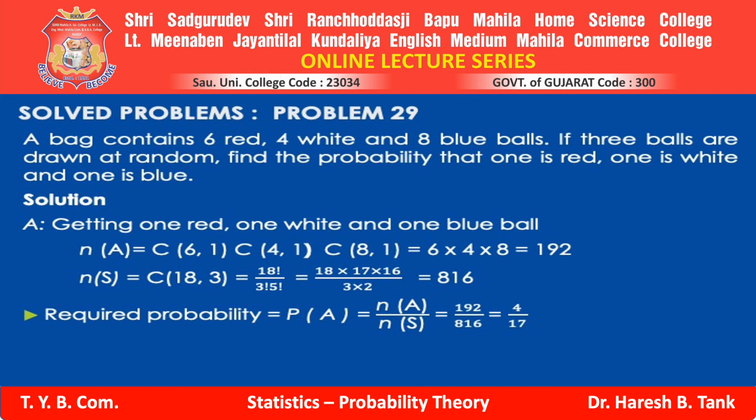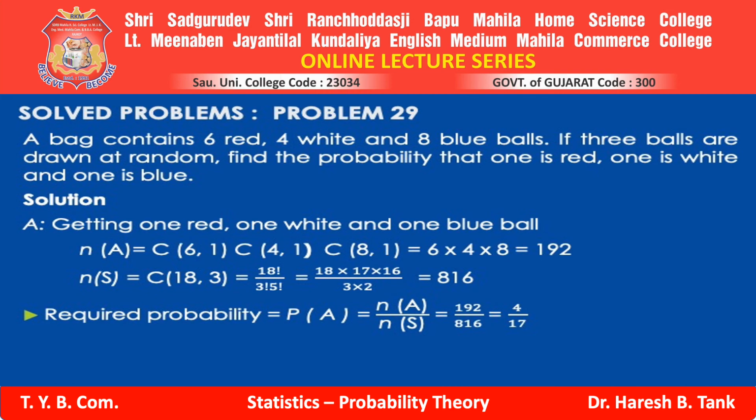Total number of balls are 6 plus 4 plus 8, which becomes 18. So total number of exhaustive cases becomes 18C3. So it is 18 factorial divided by 3 factorial multiplied by 15 factorial. Simplifying it, it comes to 816. So the required probability is favorable cases divided by exhaustive cases. That means 192 divided by 816 comes to 4 by 17. And that becomes the answer.